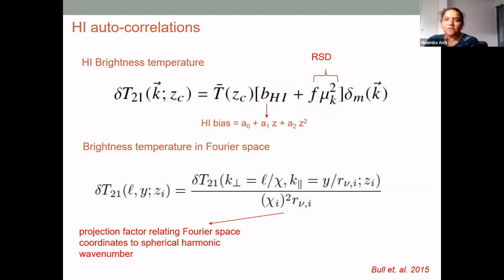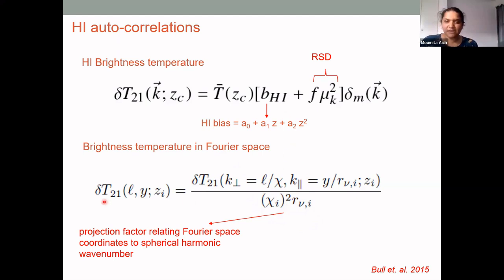That basically comes because of the redshift space distortions. So f is nothing but just the growth parameter, sorry, the linear growth factor, and delta_m is the matter density fluctuations. And again, you can write this in Fourier space, and when you project it in Fourier space, you get the denominator. So consider this to be some projection factor when you take it from the Fourier space to the spherical harmonic space, right?